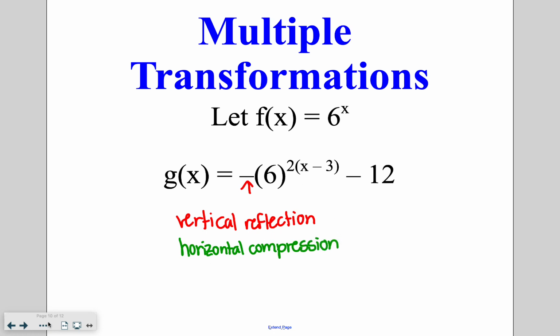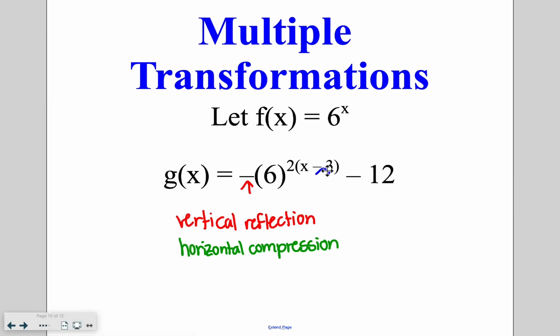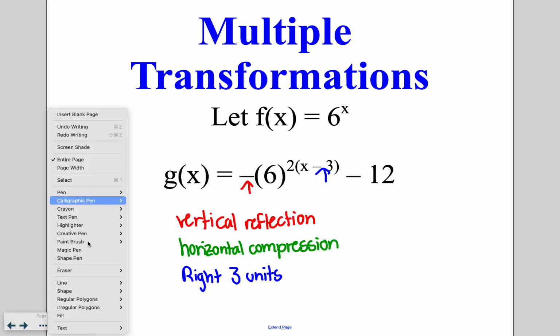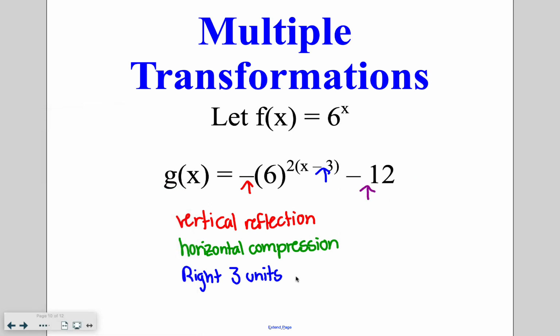Then I have adding and subtracting going on. The subtracting 3 in my exponent is going to tell me that I am moving right 3 units because it is a negative h value in that exponent. And then the last piece that we have going on here is a subtracting 12 at the very end, which means that we are moving down 12 units from where the function originally was.